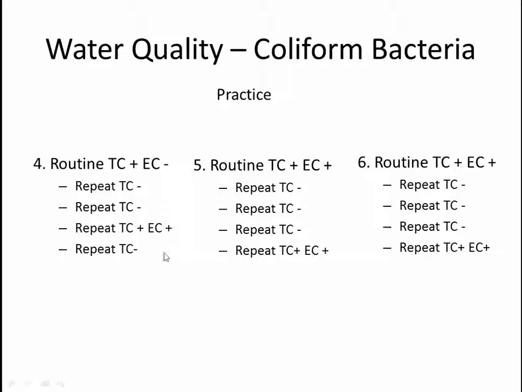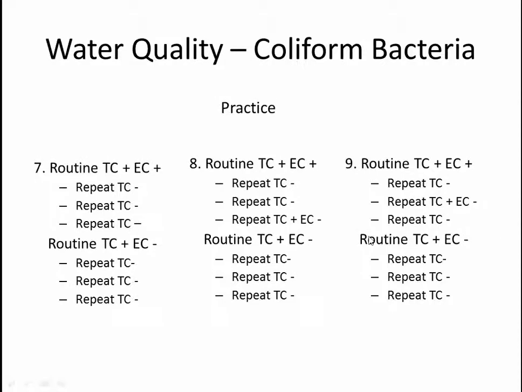Number 4, let's look at our 2 points in time. 1 point in time is at least total coliform positive. Another point in time is at least total coliform positive and E. coli positive. So this is an acute violation. This number 5 is also an acute violation because you have E. coli positive at both points in time, as is number 6, E. coli positive at 2 points in time.